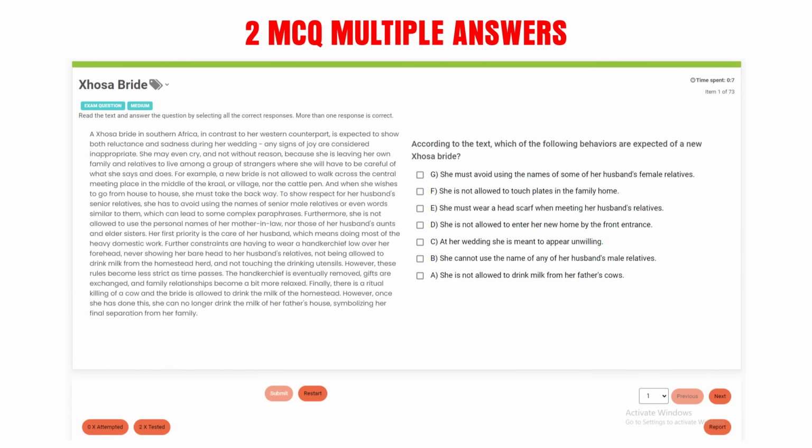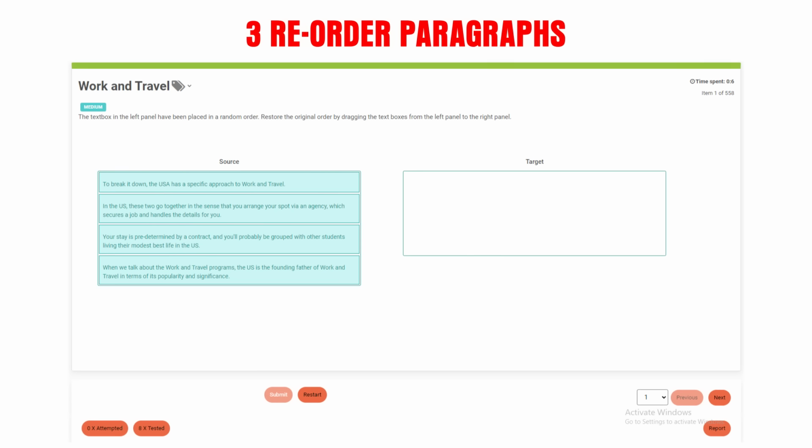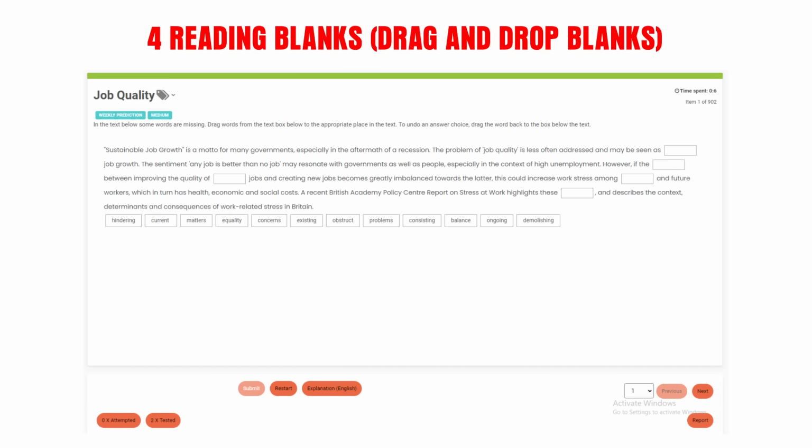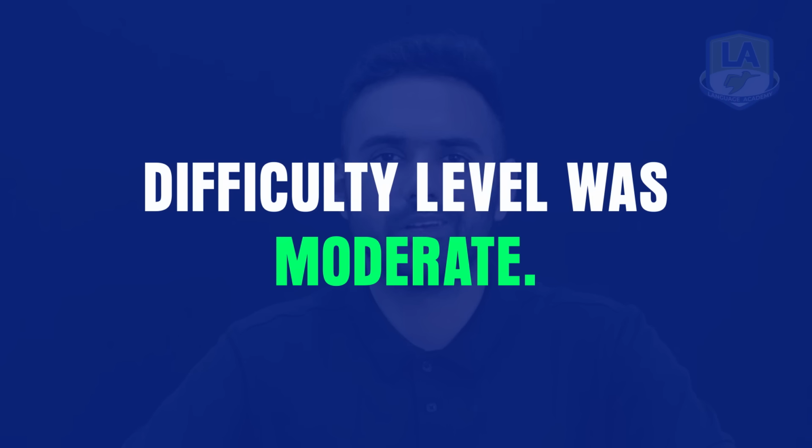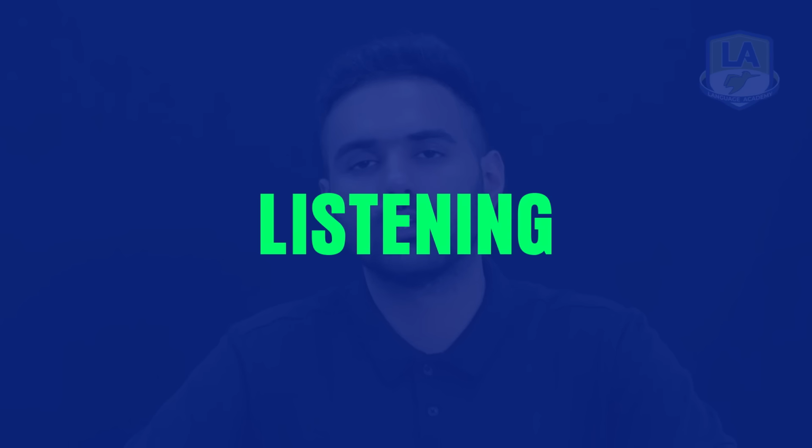Reading and writing blanks, I got 6. MCQ multiple, I got 2. Then I got 3 reorder paragraphs. And then after that, I had around 4 drag and drop blanks and 1 MCQ single answer. Difficulty level was moderate. I used the same tricks and techniques which I use in PT Academic for the reading section. And, by the grace of God, I've nailed it as well. Then we moved on to the listening part.